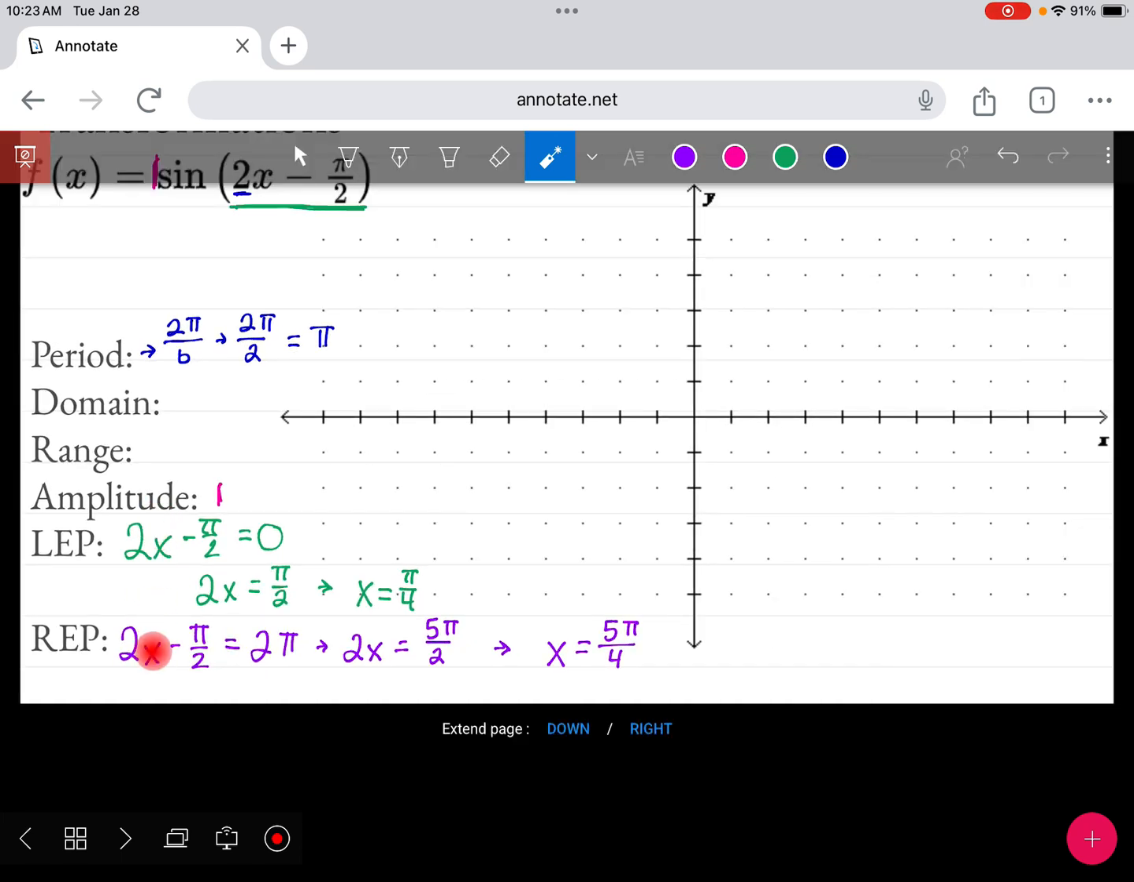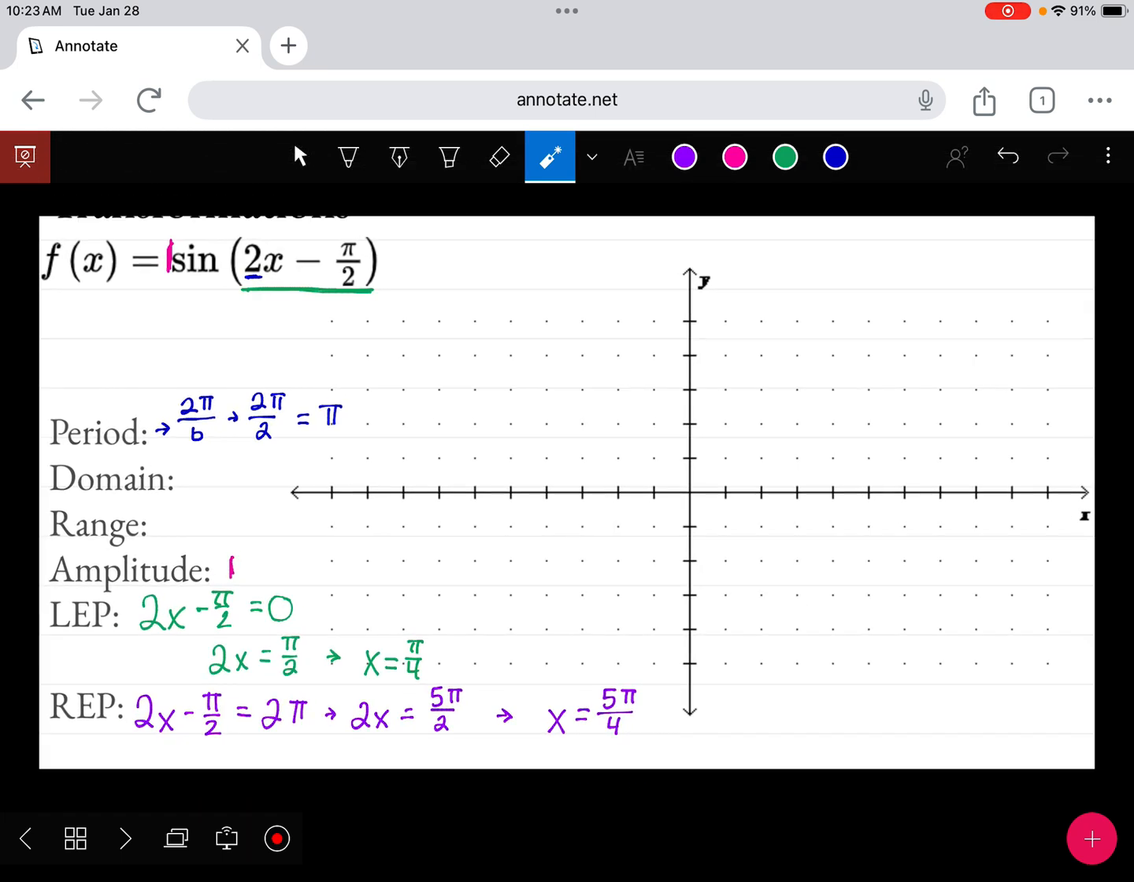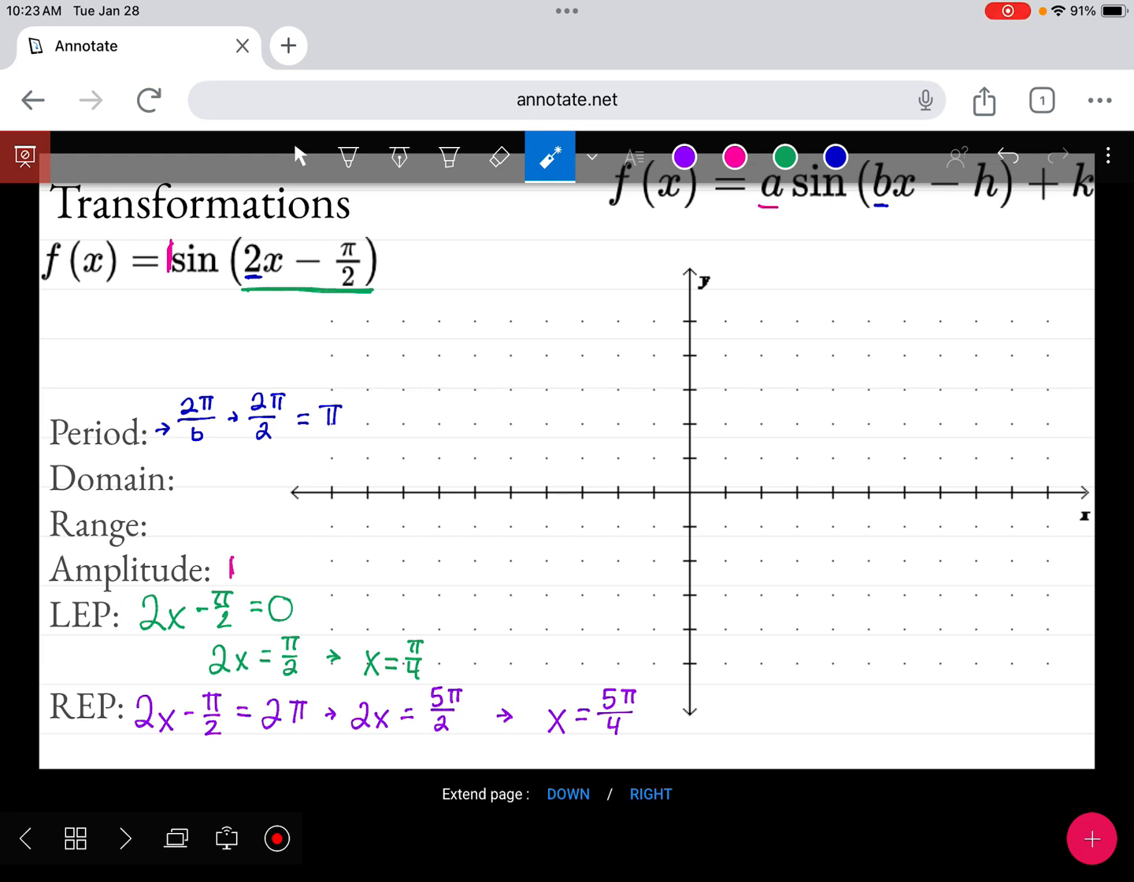I like calculating them separately like this because it lets us double check that I do in fact have a period length of pi. So we found that correctly. You can also take your left endpoint and add your period length. It'll get you to the same spot. What's up?